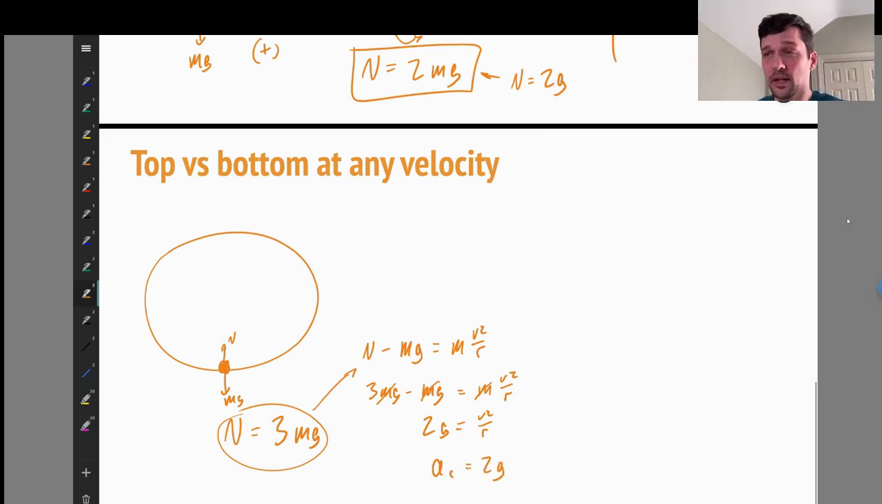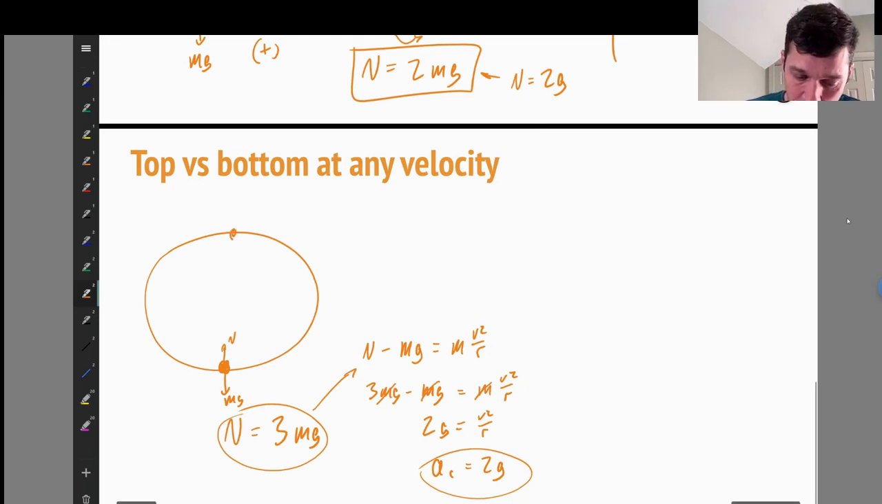It's not how you're feeling. You are feeling 3 times your normal weight, because the normal force essentially dictates how you feel. But you're actually undergoing 2 g's of acceleration. And because this ride is rigid, and you're going to be going the same speed at the top as you are at the bottom, the centripetal acceleration at the top will also be 2g.